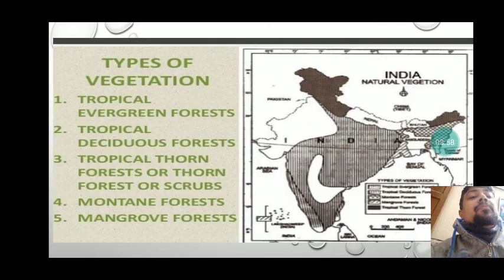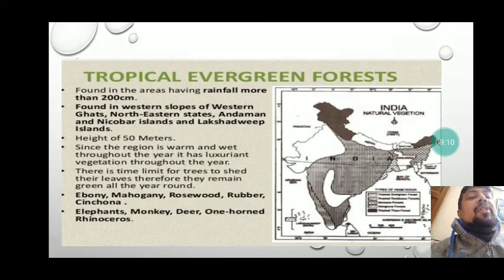Now if we are going to talk about natural vegetation, it can be further classified into 5 types: tropical evergreen, tropical deciduous, tropical thorn, montane or mountainous, and the last one is mangrove forest. If we are going to talk about the tropical evergreen forest, what is special about it? Here the rainfall is more than 200 centimeters, and the trees are around 50 meters in height, and it is found on the western slope of the Western Ghats and in the northeastern states. The important trees are ebony, mahogany, rosewood, rubber, and cinchona.